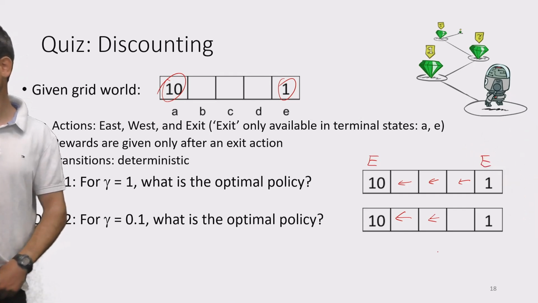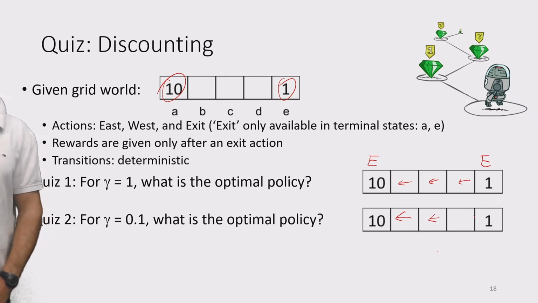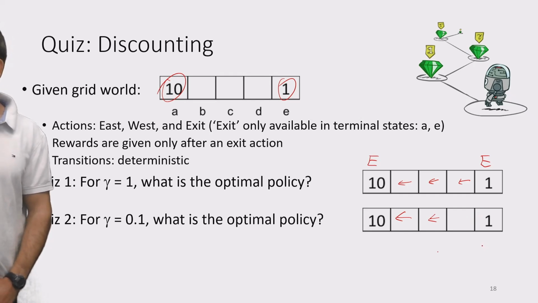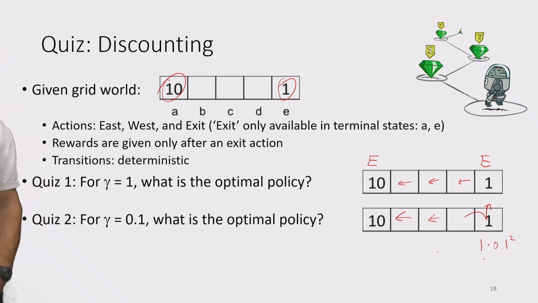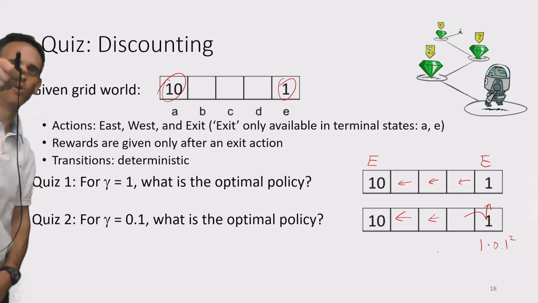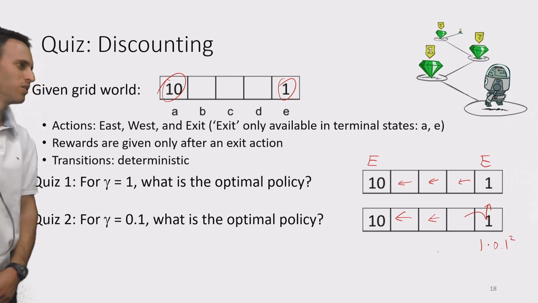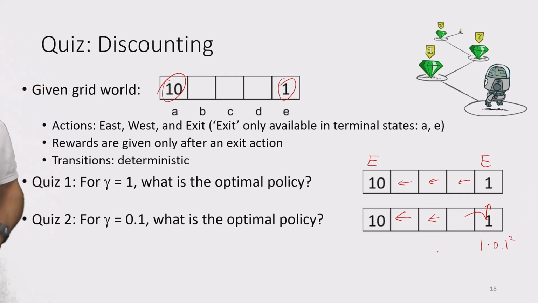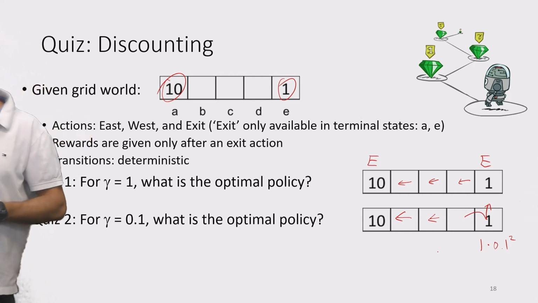To go right? Why? Let's see. If you go right, you'll get a reward of 1, but you'll have to decay it. It will take you 2 steps to get that reward, so it will be 0.1 times 2. Rewards are given only after an exit action, so we'll assume you have to take the exit action and then get the reward. We'll have to define it in one way or the other in order to do the computation.